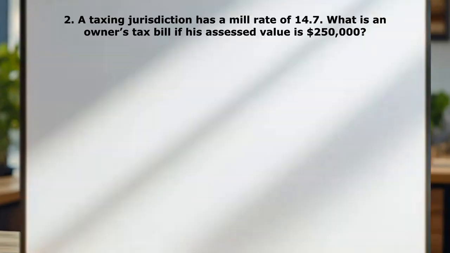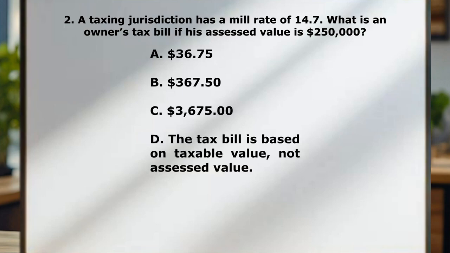Question number 2. A taxing jurisdiction has a mill rate of 14.7. What is an owner's tax bill if his assessed value is $250,000? A. $36.75. B. $367.50. C. $3,675. D. The tax bill is based on taxable value, not assessed value.